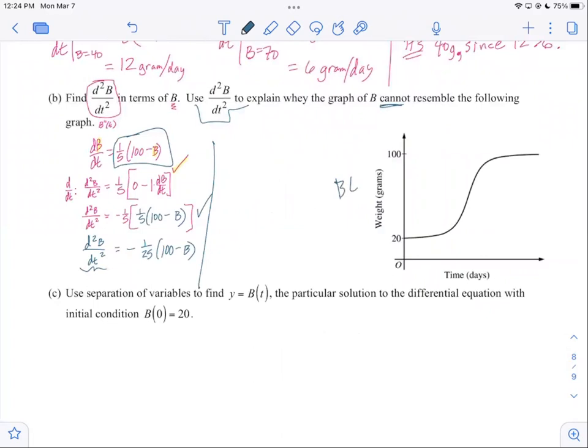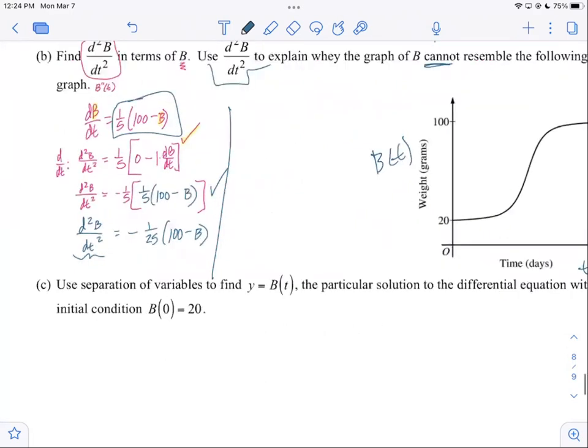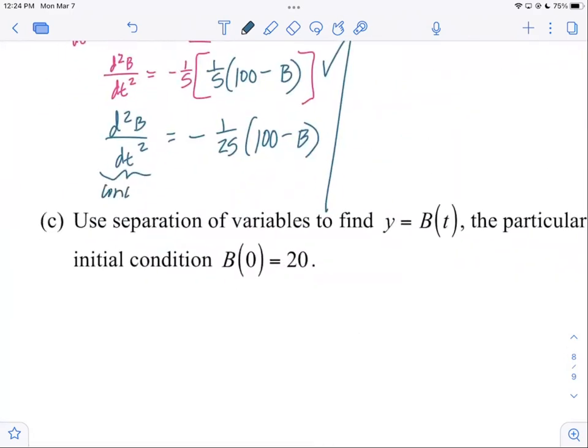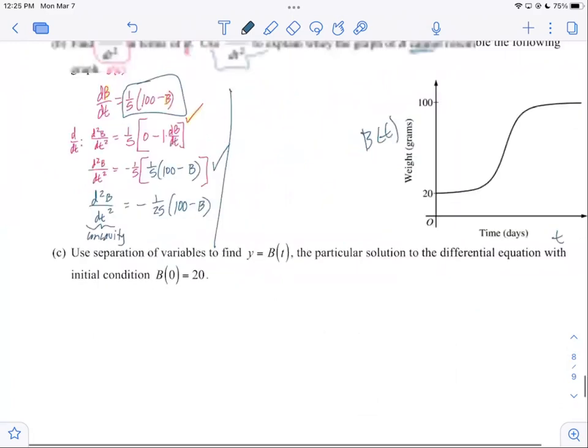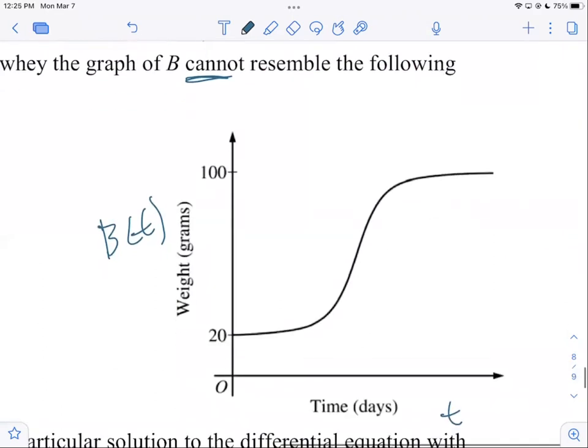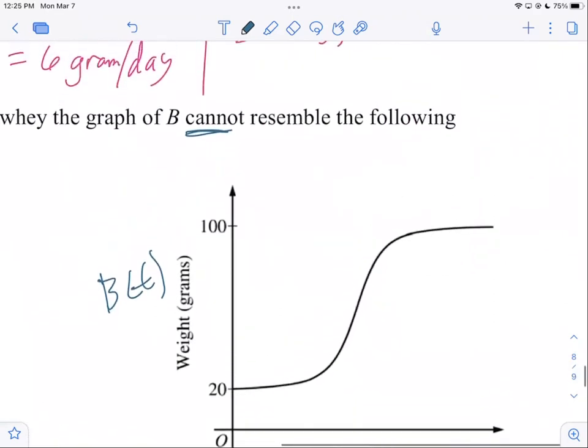This is B of t right here, and this is t. This is them saying, hey, I hope you know what the second derivative gives you in terms of the original function graphically. It's concavity, right? So we have to look for some kind of concavity argument. So what do you notice about this function here? It starts concave up, and then it turns to concave down. So there's an inflection point in there. But the second derivative is positive at first from 20 to something, and then it's negative from something to 100.